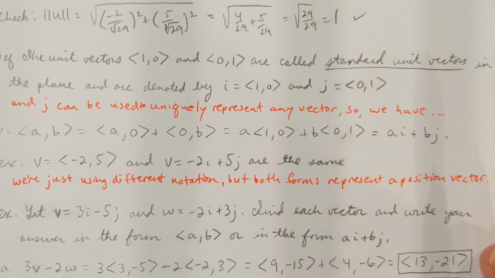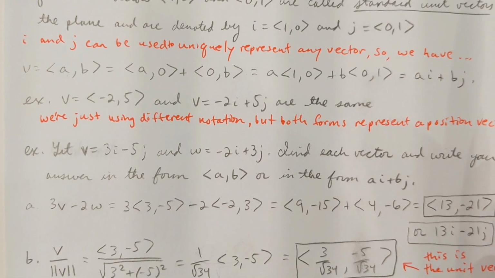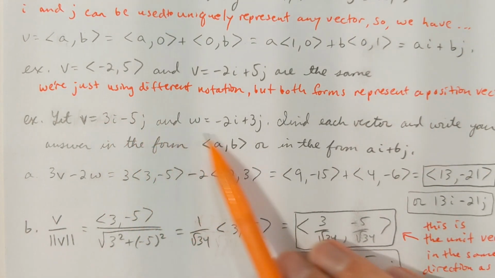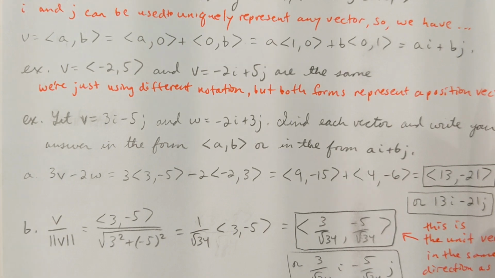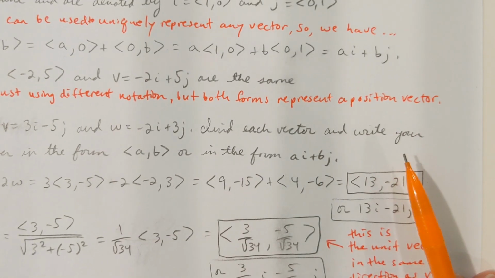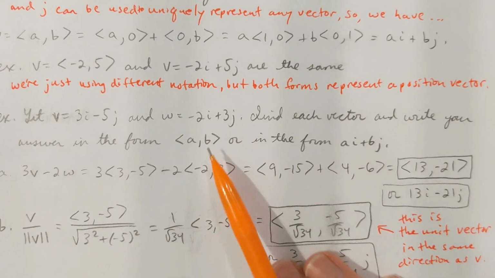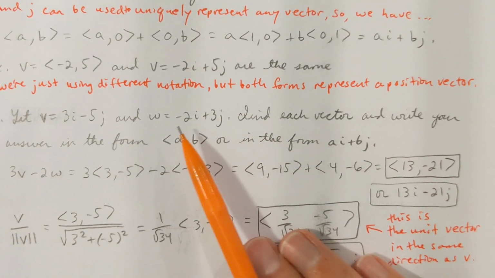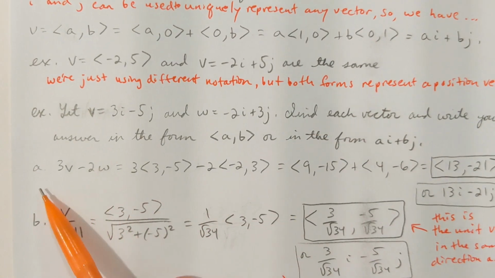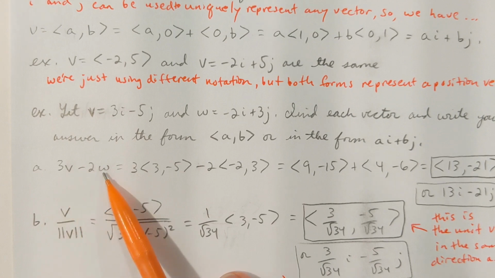All right, so let's take a look at an example here. Suppose that we have two vectors, v and w, and I'm using the ij notation, which again is what your book chooses to use. We're going to find each vector and write your answer in the form of a position vector, <a, b>, in either form, the sharp bracket form or the ij notation form. So part A, suppose that I want to compute 3v minus 2w.